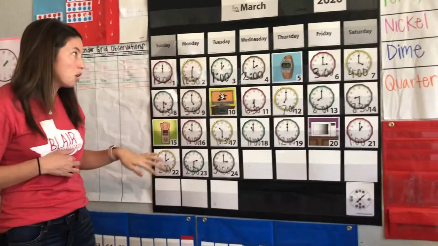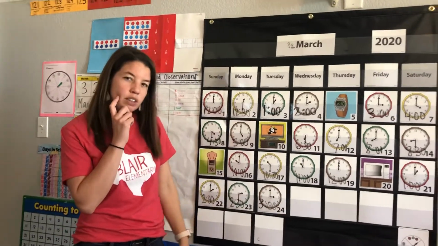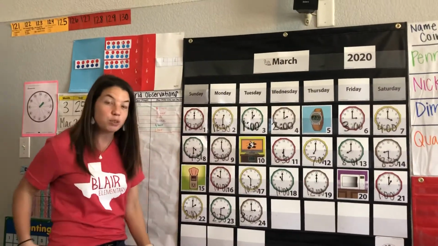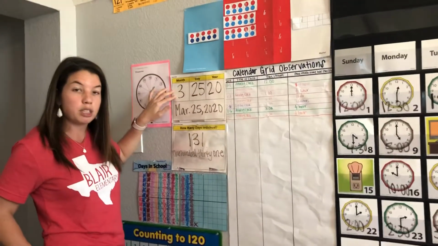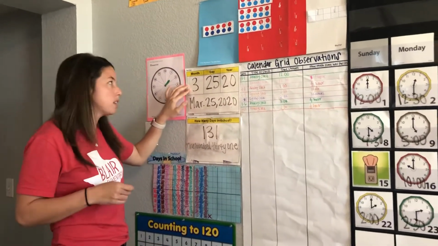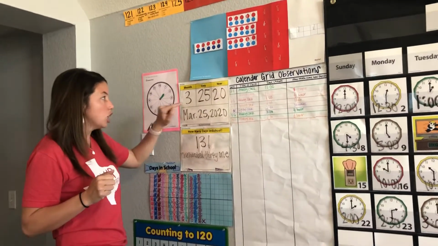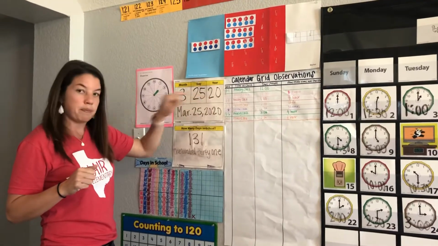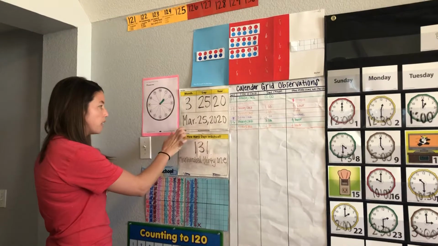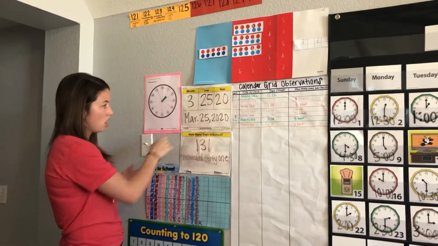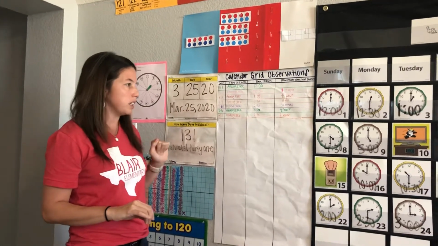Boys and girls, if yesterday was the 24th day of the month, what do you think today is? What comes after 24? That's right, 25. So when we're writing our date, we use a 3 to represent March because March is the third month of the year. January, February, March. So March 25th, 2020. When we're abbreviating the word March, we just write the first 3 letters, M-A-R. And then we finish with the 25th, 2020.